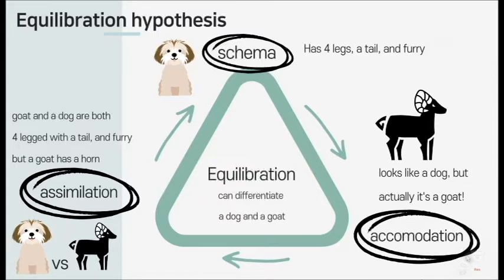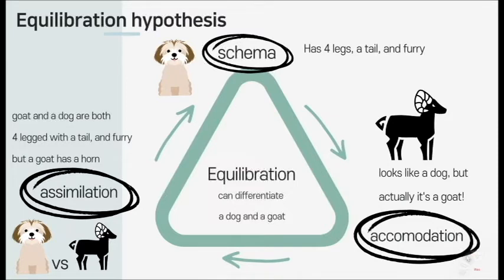So now what happens is assimilation occurs. This is when the child is able to think that the similarities between a dog and a goat is that they're both four-legged with a tail and are furry. But a new concept or idea is being accepted by the child, knowing that a goat has a horn. So now the child finally has a schema of a dog and a goat, and this cycle continues to reach equilibration, where a child can differentiate between a dog and a goat.